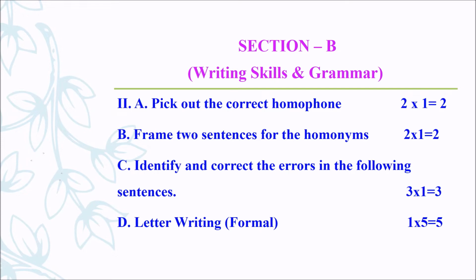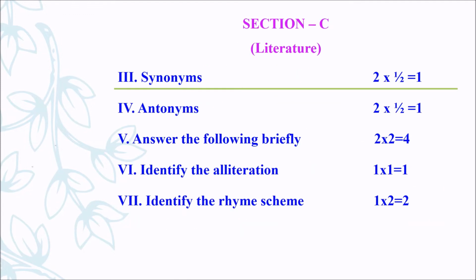Next, letter writing. In letter writing, they will ask 1 formal letter. For that, you will get 5 marks. Section C, Literature. Roman letter 3, synonyms. They will give you 2 synonyms. Each carries half mark. So overall 1 mark for synonyms. Roman letter 4, antonyms. They will give you 2 antonyms. Each carries half mark. So overall 1 mark for antonyms.